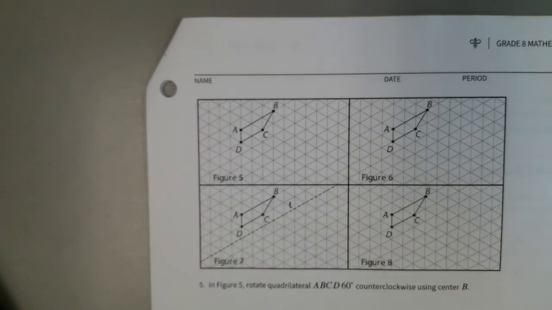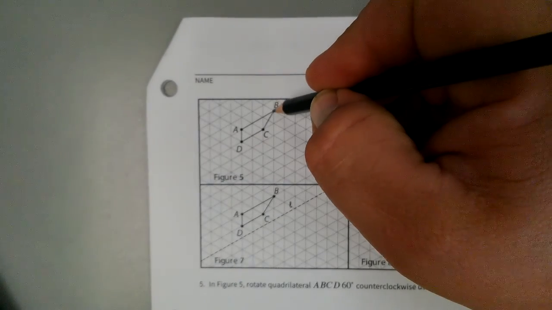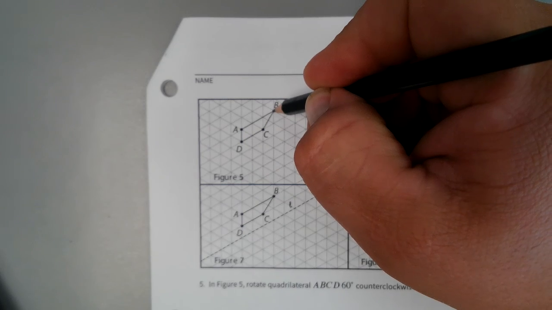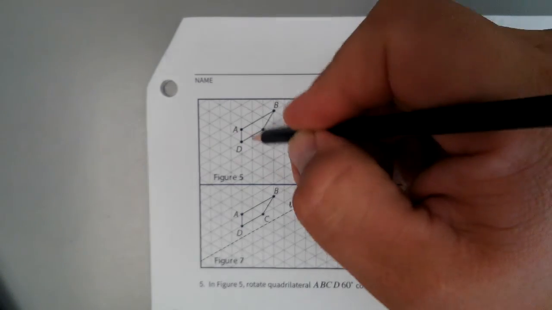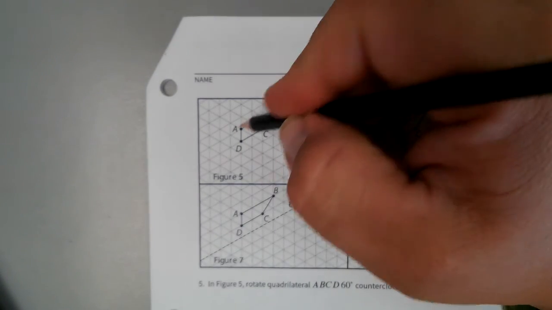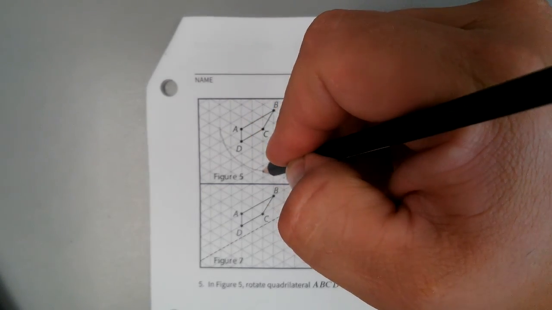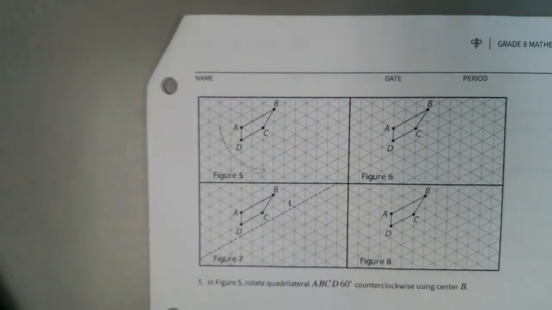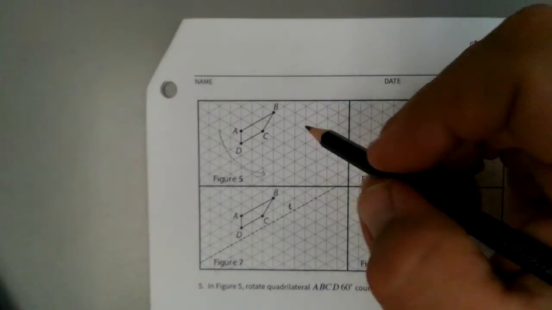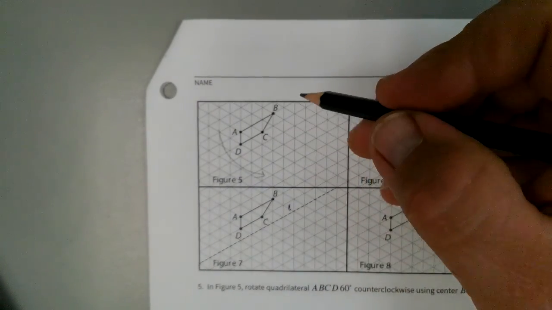Looking at figure 5, we're told to go ahead and rotate the figure 60 degrees counterclockwise using center B. So we're going to identify our center B. This is our rotation point. Everything will rotate around this point, and we're talking counterclockwise, so we want to go ahead and rotate this direction, away from the clock. So 60 degrees, this is where this type of grid helps us out.